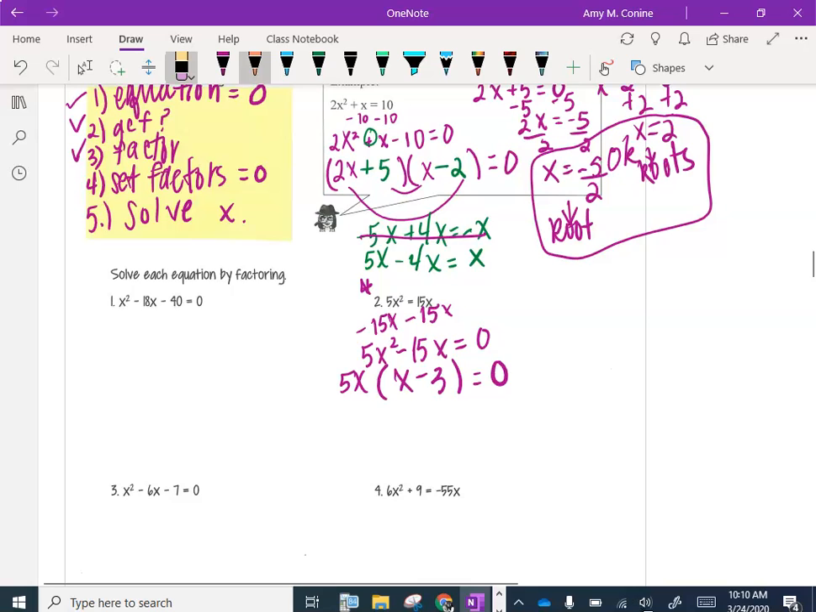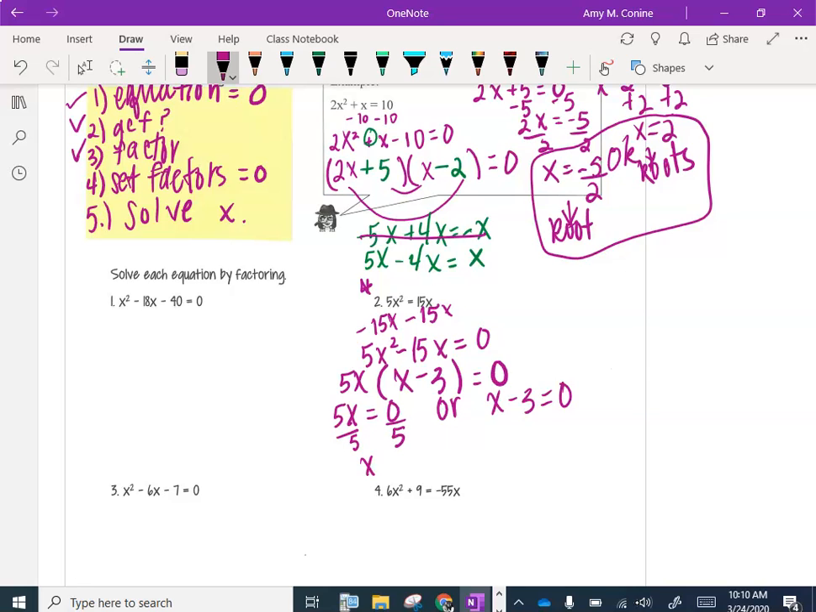So now I'm going to look at setting each of the factors equal to 0. So I'm going to take 5x equal to 0, and I'm going to put an or, because either one of these is a solution. They are both solutions, but you can have either one of them. And then I'm going to solve for x. So I'm going to divide over. So one of my solutions is 0, and then for x minus 3, I'll just add over. So I should have solutions at x equals 0 or x equals 3. And that is all my steps.